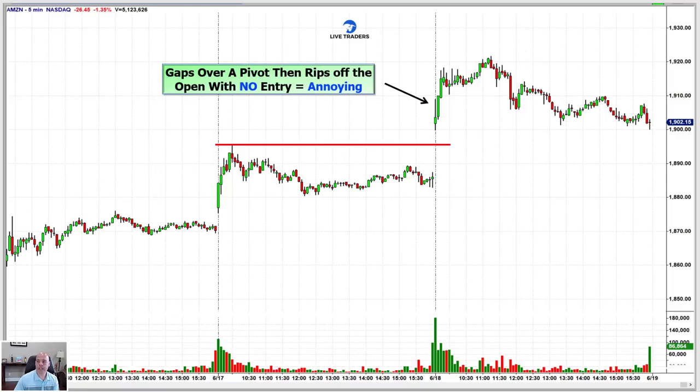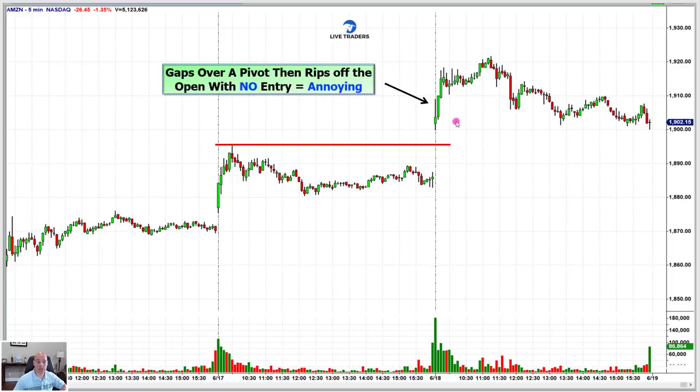Now, take a look at this for a second. This is Amazon from a while back, okay? But this is Amazon gapping up over a prior pivot. That prior pivot's in like the, I don't know, 1895 area, give or take, right? That's where that red line is. It gaps up and just goes higher. And then after around 11 or 11:30, it just fades and goes lower. So it gaps over a pivot, then rips off the open with no entry.